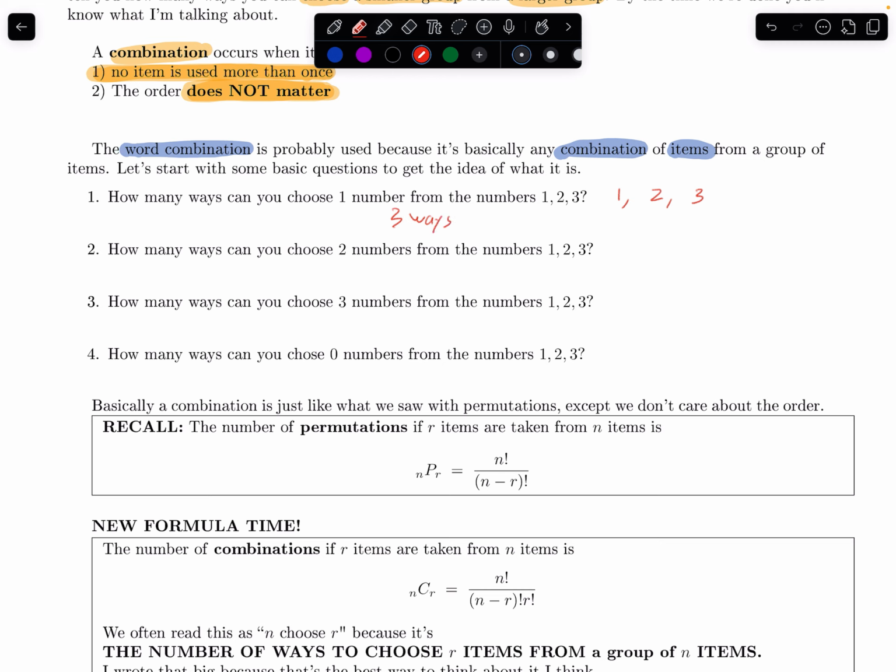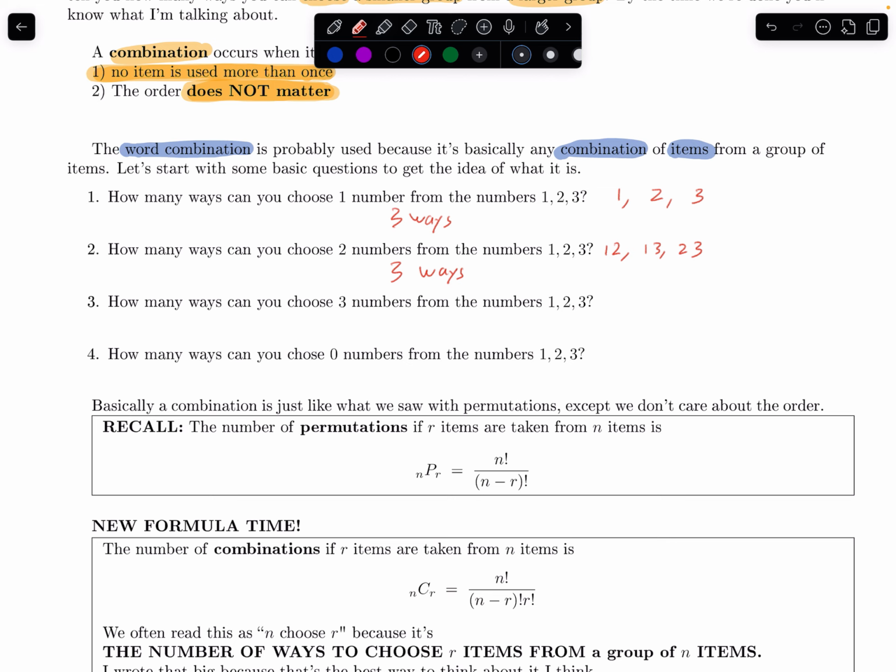How many ways can you choose two numbers from the numbers 1, 2, and 3? Well, I could choose 1 and 2. I could choose 1 and 3. Or I could choose 2 and 3. You notice last time with permutations, we considered something like 2, 1 to be different from 1, 2, and 3, 1 to be different from 1, 3, and 3, 2 to be different from 2, 3. But in the case of combinations, those are not different. Those are the same because I don't care about the order. I just care that I have those two numbers. So again, I only have three different ways: 1 and 2, 1 and 3, or 2 and 3.